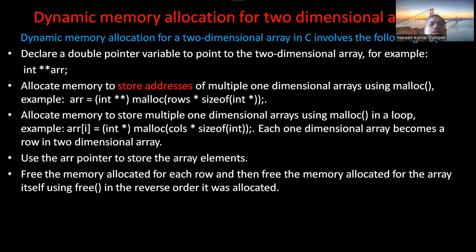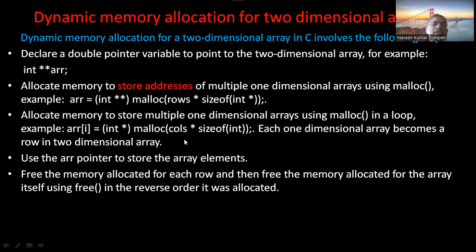So to store the addresses of multiple one-dimensional arrays, we allocate the memory in this way: malloc of rows into size of int. Each one-dimensional array becomes one row. So if you want 5 rows in a two-dimensional array, we write malloc of 5 into size of int. In this way, we allocate memory so that we can store addresses of multiple one-dimensional arrays.